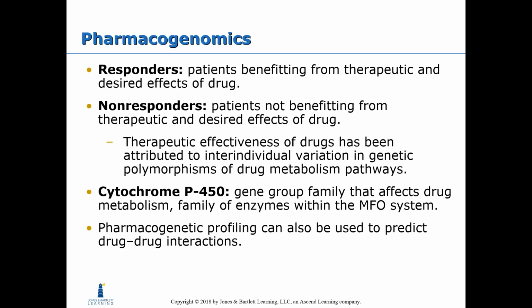Pharmacogenomics. Responders are patients benefiting from therapeutic and desired effects of the drug. Non-responders are patients not benefiting from therapeutic and desired effects of the drug. Therapeutic effectiveness of drugs has been attributed to inter-individual variation in genetic polymorphisms of drug metabolism pathways. Cytochrome P450 is a gene group family member that affects drug metabolism. It's a family of enzymes within the MFO system. Pharmacogenetic profiling can also be used to predict drug-to-drug interactions.